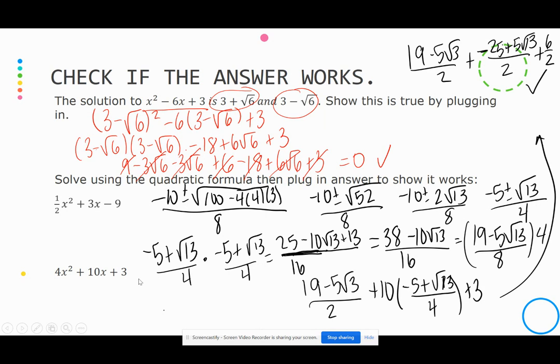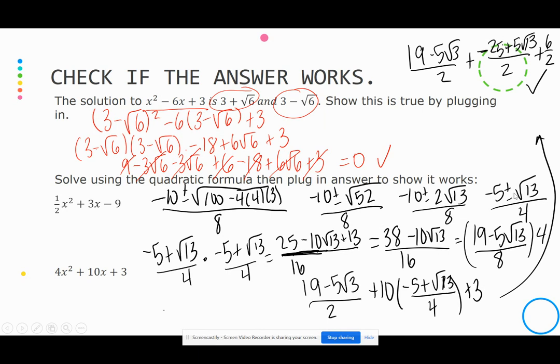And then down here, I attempted the second one. We have 4x squared plus 10x plus 3. And I said to use the quadratic formula and then to plug in to show it works. So we have negative b plus or minus square root of b squared minus 4ac all over 2a. I simplify it and I see 52 is divisible by 4, so I radical that out. Then I see everything's divisible by 2, so I leave it as this. These are my two answers. It would be negative 5 plus the square root of 13 over 4 and negative 5 minus the square root of 13 divided by 4.